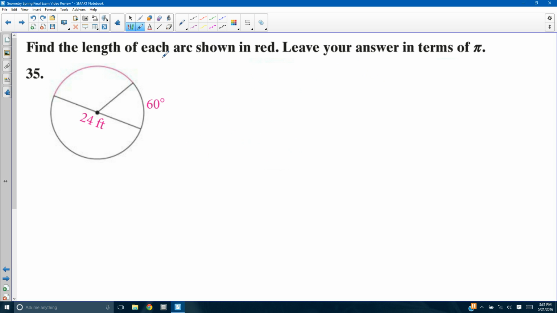Find the length of each arc. Okay, so this is a length problem. Here you go. Find the length of each arc shown in red. Leave your answer in terms of pi.